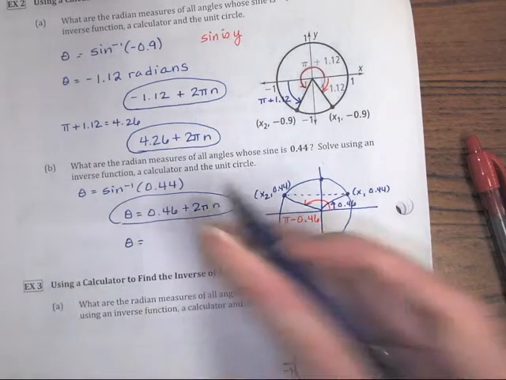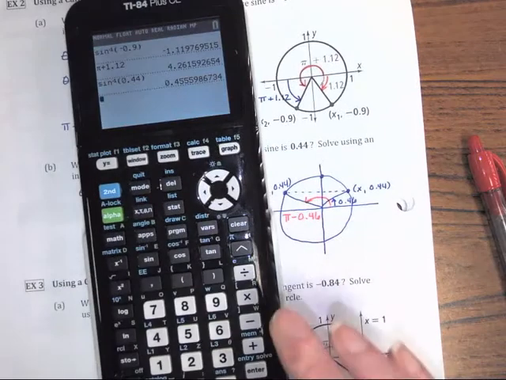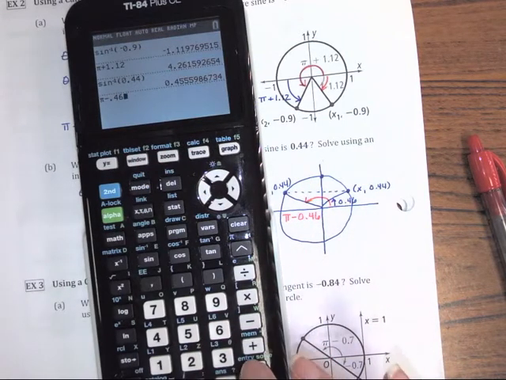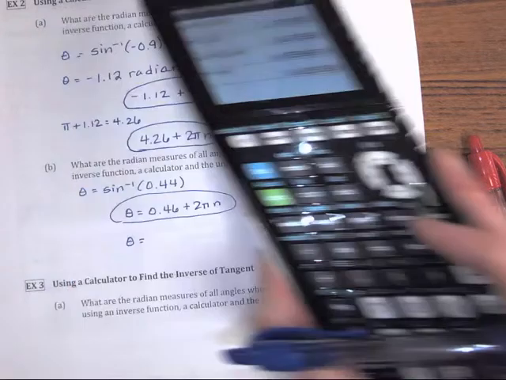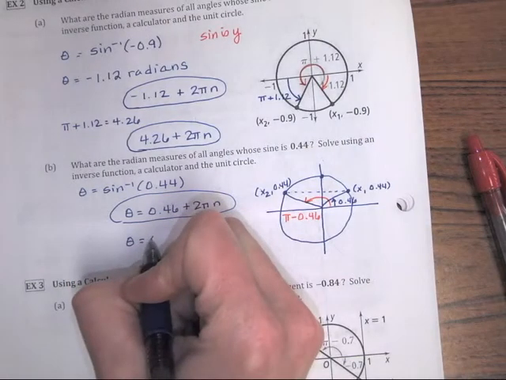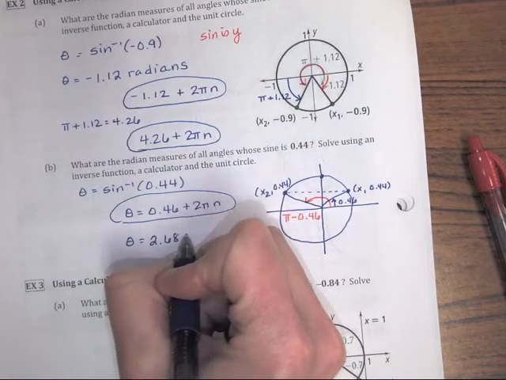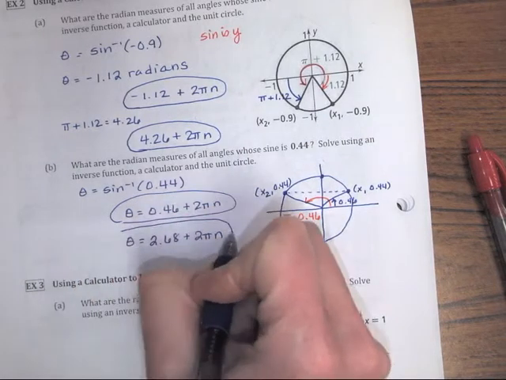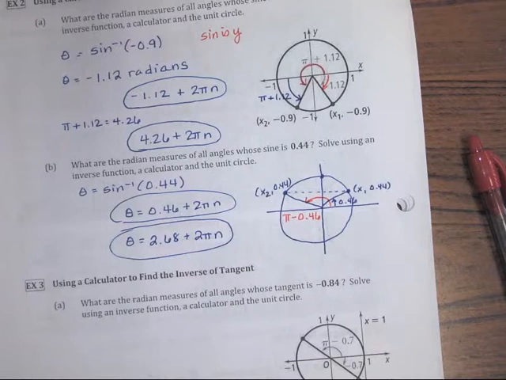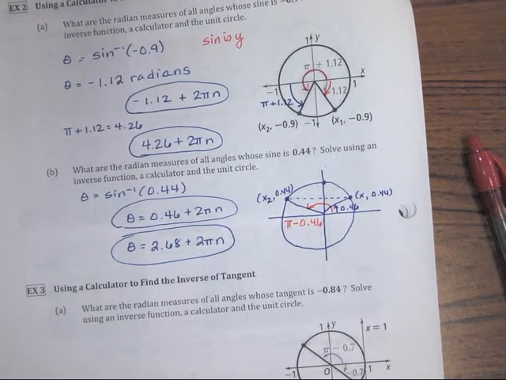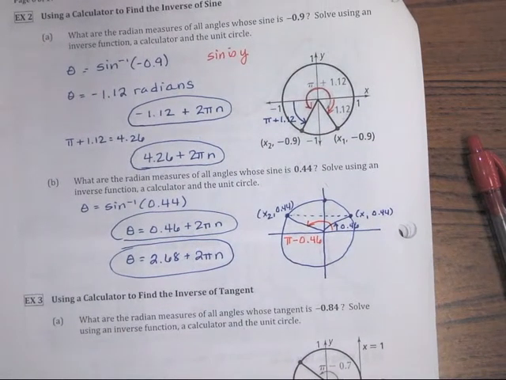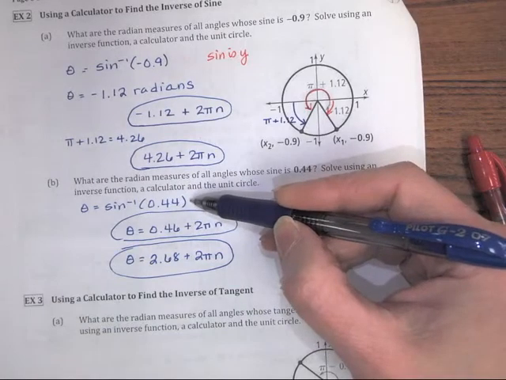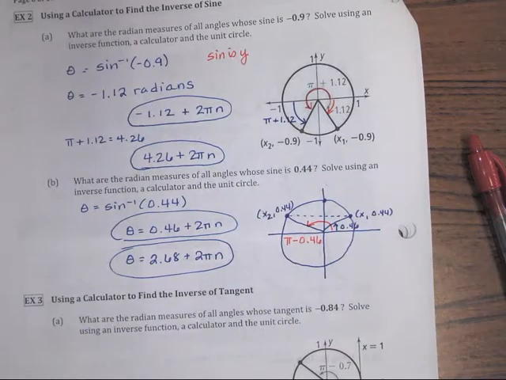So theta equals pi minus 0.46, 2.68. So 2.68 plus 2 pi n. That's infinitely many of them. All right? Wait, how did you find the first 0.46 again? Put it in my calculator. Put this in my calculator. Okay. That's all good.